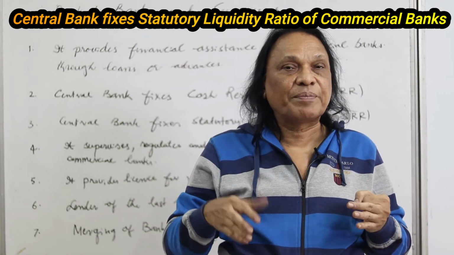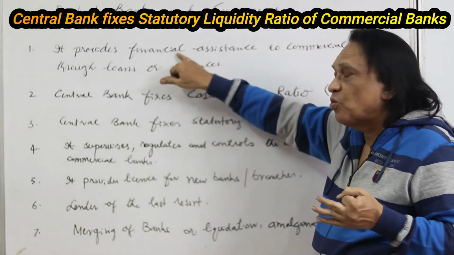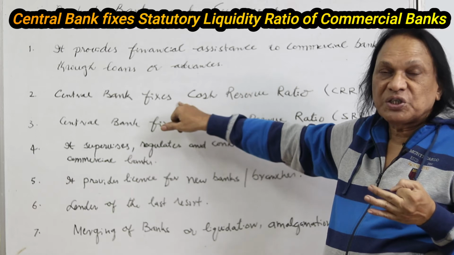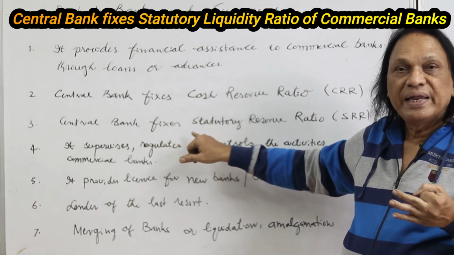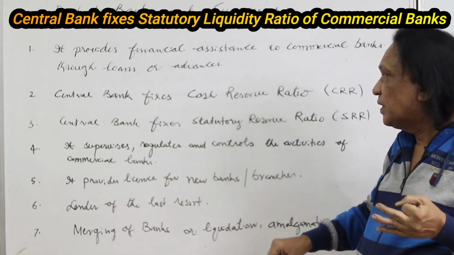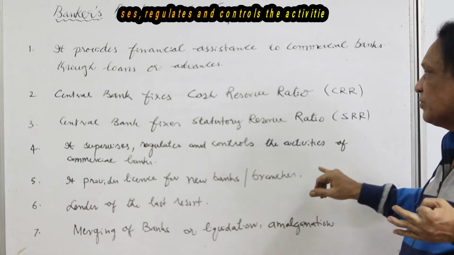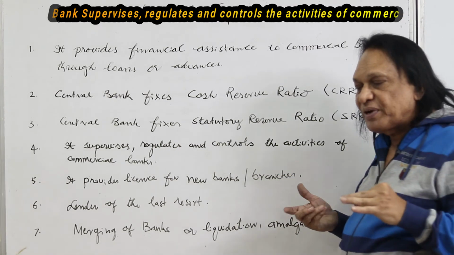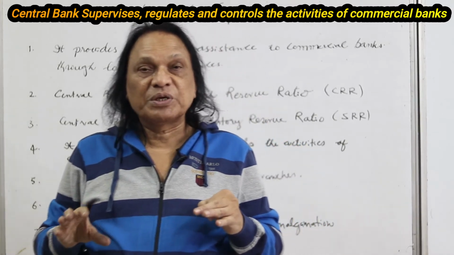Both. That means the central bank has all the powers. So the central bank provides loans to them, the central bank fixes CRR, the central bank fixes SLR, statutory liquidity ratio. It supervises, regulates and controls the activities of all commercial banks. It supervises them, regulates them and all the activities of the commercial bank.